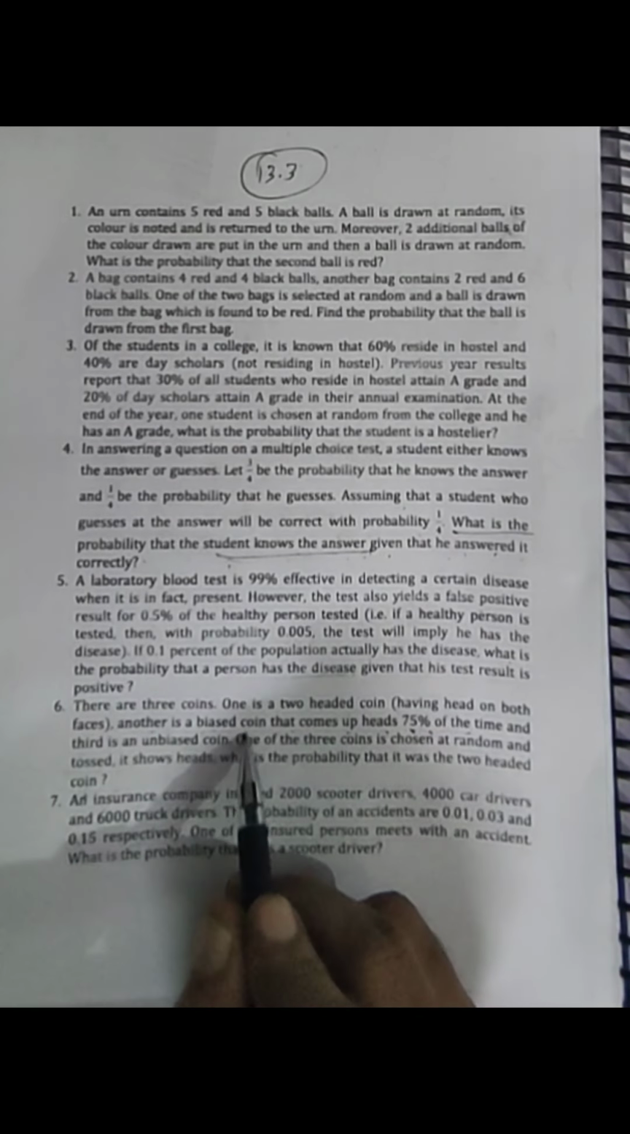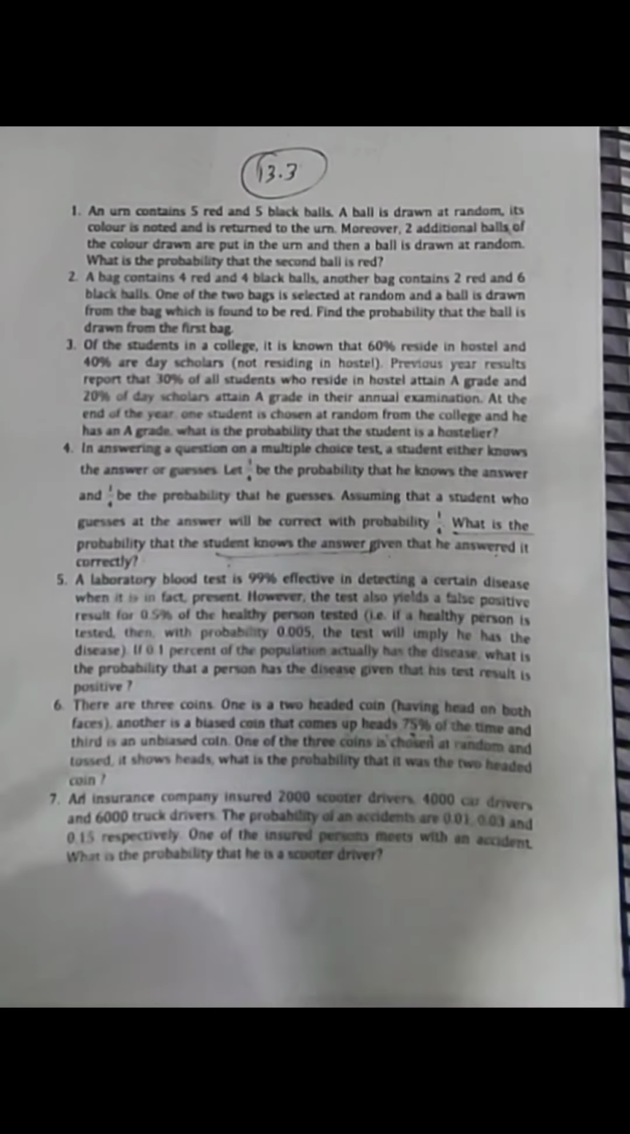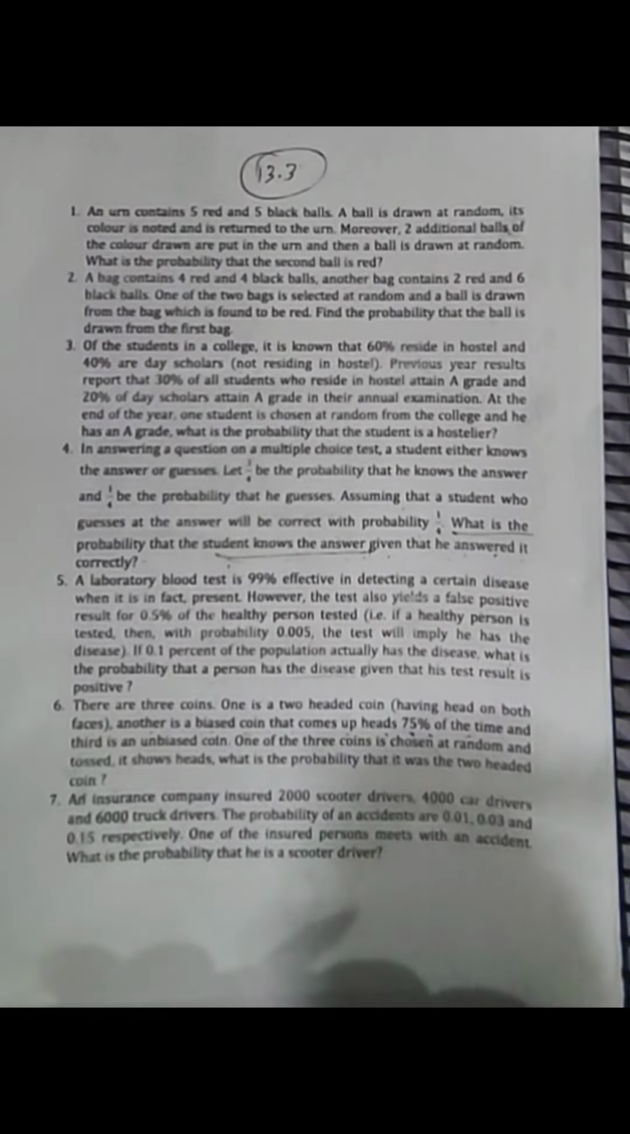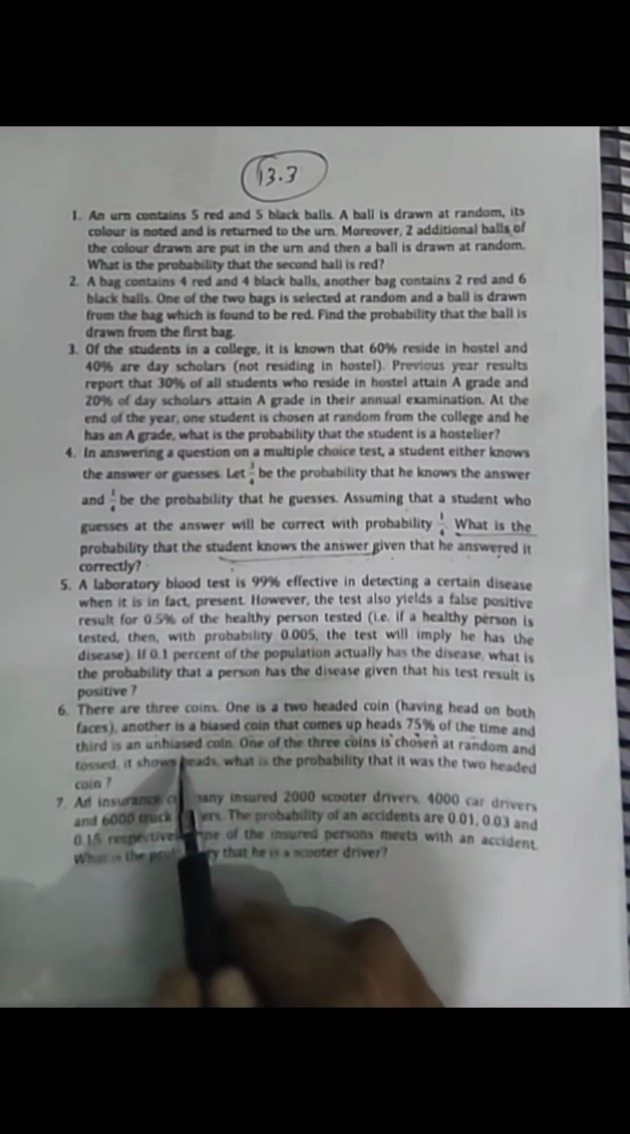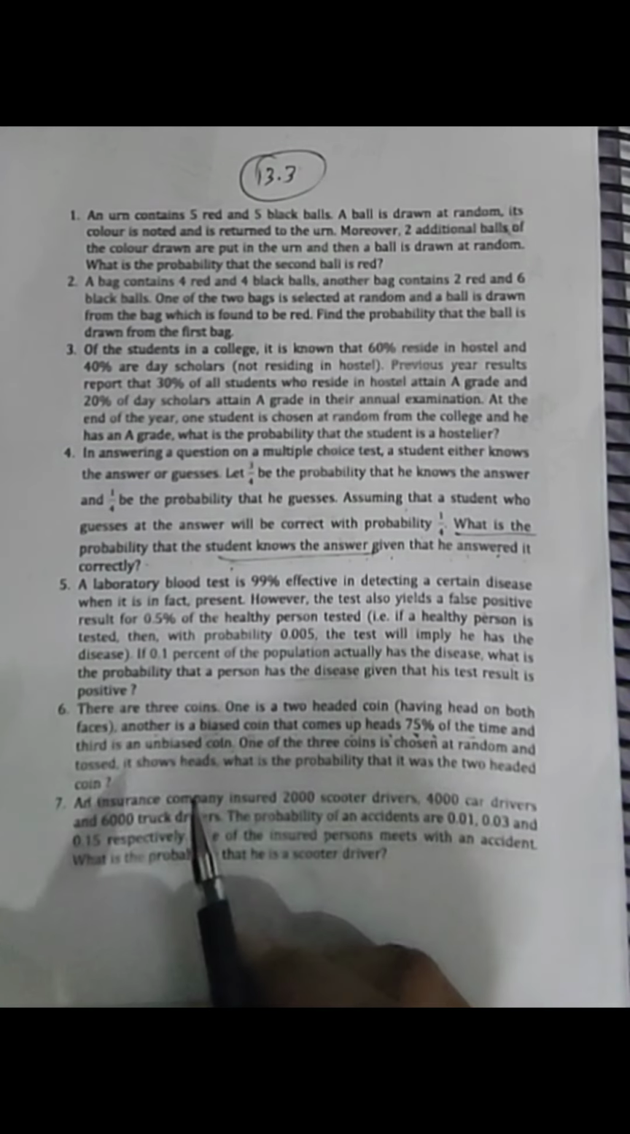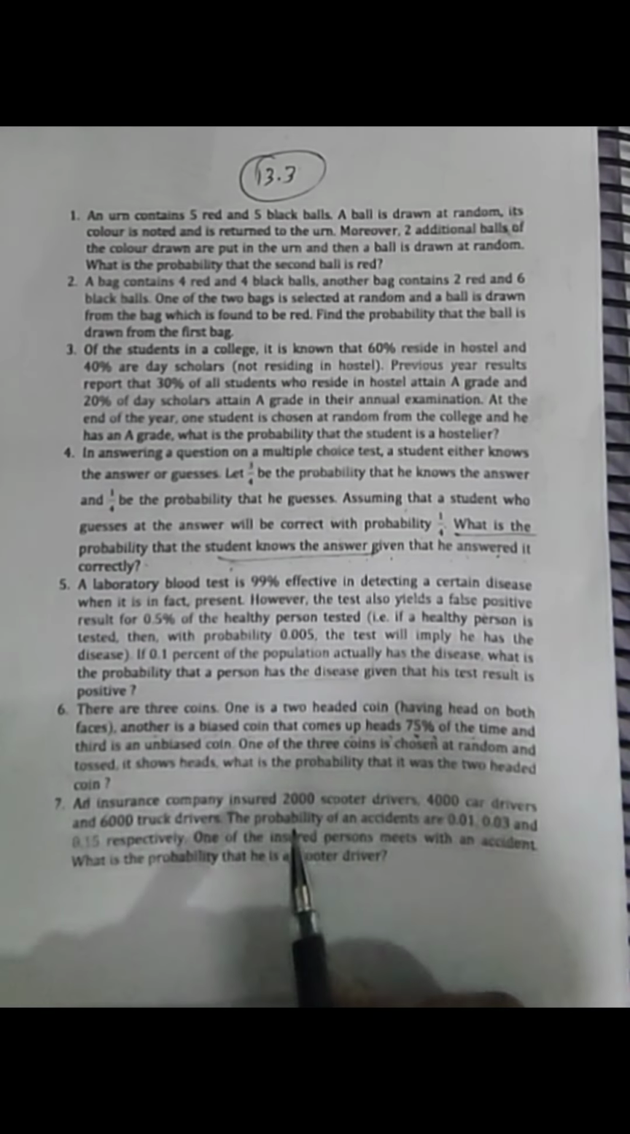Okay, now this coin is biased. Maybe this metal is disturbed, or somehow this coin is not the actual one by weight or by shape, etc. And the third is an unbiased coin. Unbiased means this is the genuine coin we use. 3 types of coins are there.